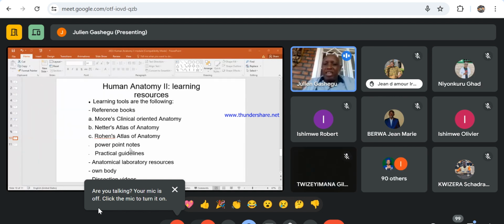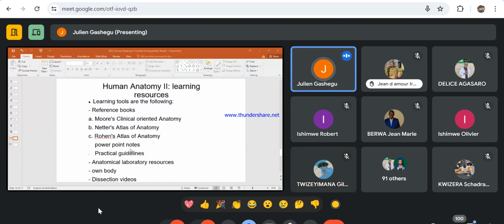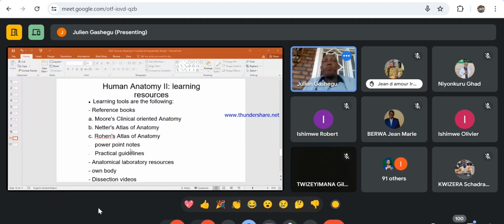You have also other resources. Generally, sometimes you may not have good quality resources. So, if you discover resources you want to use, please discuss and share them with us in anatomy. First, the module leader, and seek his advice on whether these resources are good for you.